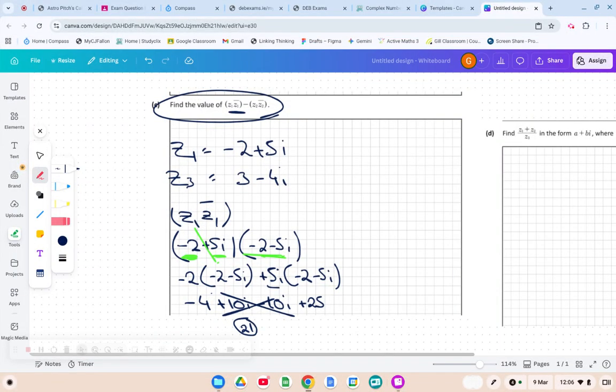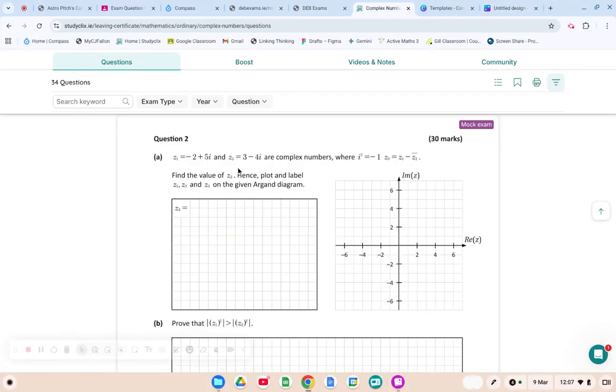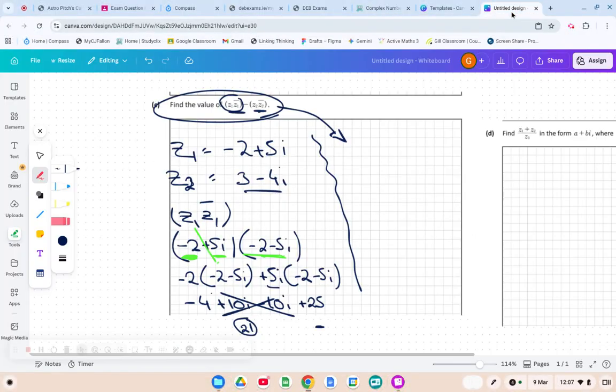So that is that side. Then over here, this side, you should have Z2 by itself, and you subtract the two answers from each other. Over here you should multiply Z2 by itself. Z2 being 3 minus 4i. Why have I Z3 written there? Z2 is 3 minus 4i, and minus the two answers.